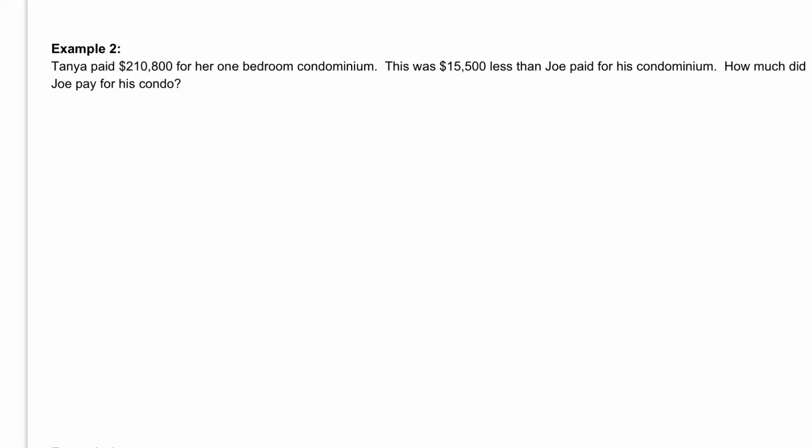Letter A tells us to find the variable and list what it represents. The variable usually comes from the very last sentence. This is how much did Joe pay for his condo? So we're looking for how much Joe paid for his condo. We don't want to write it as a question. We want to write our variable as a sentence or a statement. So we're going to let C equal the price Joe paid for his condo.